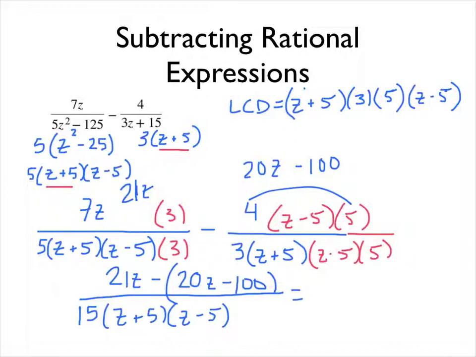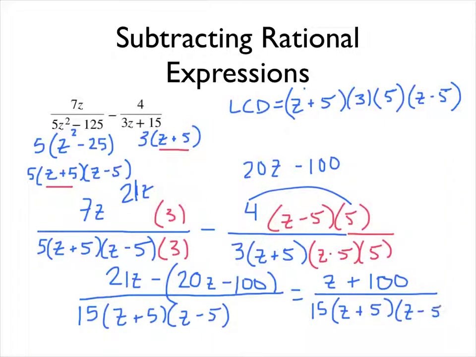I know I made that a little uneven, but that's okay because we still have to simplify it one more time. 21z minus 20z is z. Minus a minus 100 is plus 100. So that's where we're going to make mistakes on this stuff, guys, is right there at the end with the subtracting ones, where we end up with a sign switch if we're not paying attention.